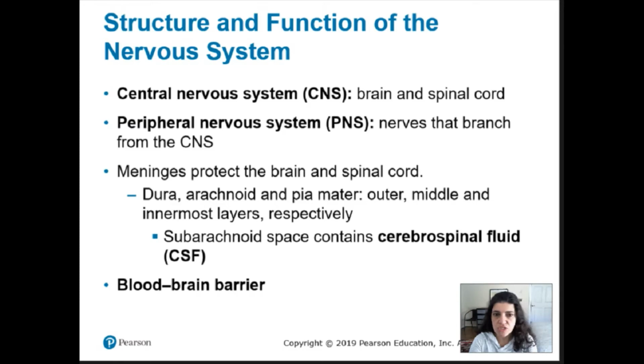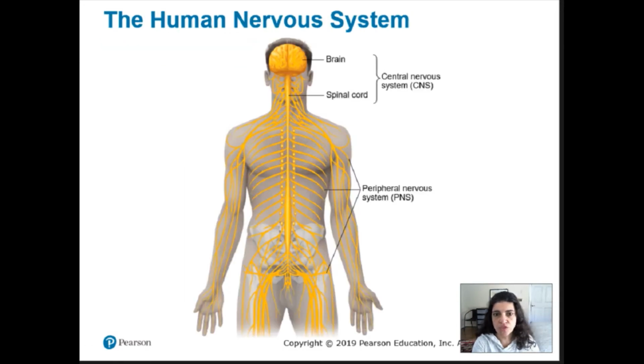So we're going to start by showing you that whatever is in yellow here is the nervous system. The nervous system is divided into the central nervous system, which is the brain and the spinal cord, and the peripheral nervous system, which is all the peripheral nerves that exit from the spinal cord and the cranial nerves that exit from the brain. That's all peripheral nervous system.